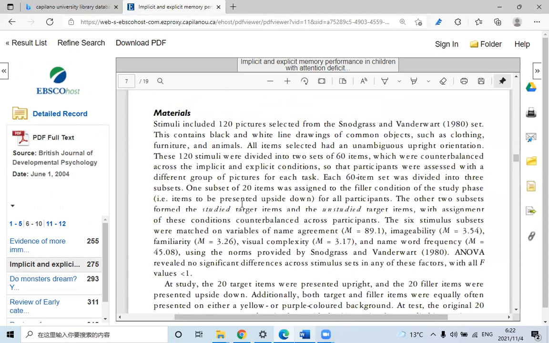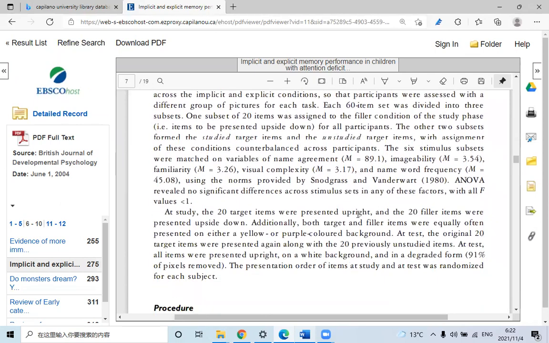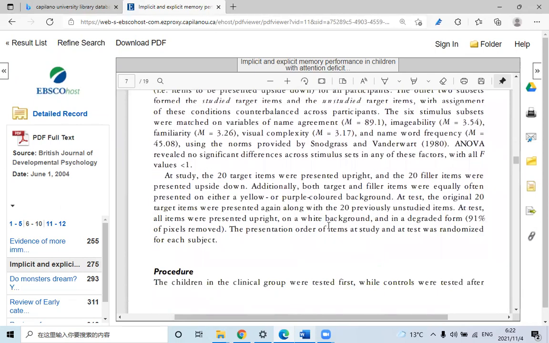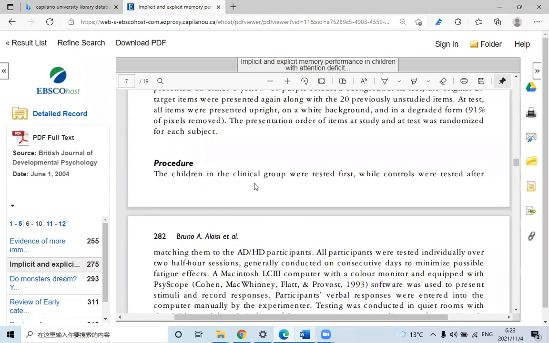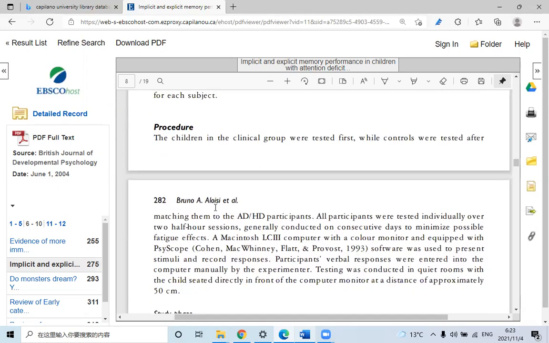And then you read the materials. The materials are the pictures. These pictures are carefully selected. You can look at the details. It should be really easy to understand. The procedure, that is the gist of the research methodology.